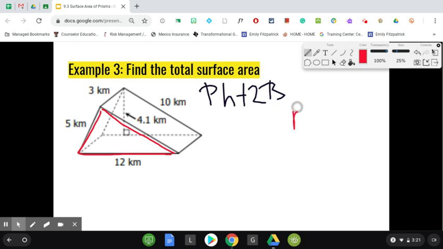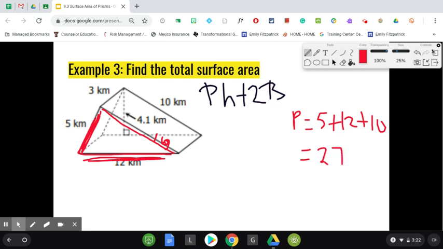Okay, so perimeter of the base. We want to add up all the sides on that triangle. We know this one's 12. We know this one's 5. We just need this one, which if you look at the triangle on the back, it's going to be 10. Okay, since that back one's 10, this one's 10. It's a terrible 10. So we want to add 5 plus 12 plus 10. And we get 27. So 27 is the perimeter.